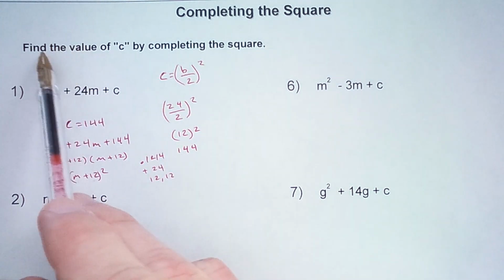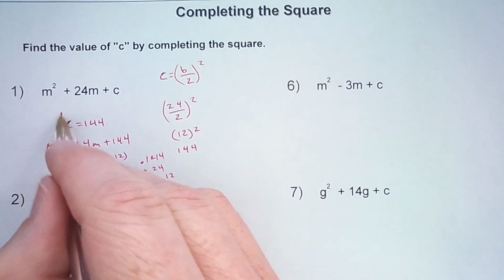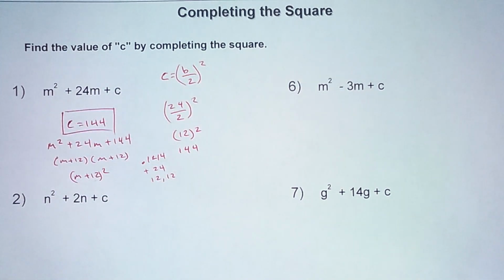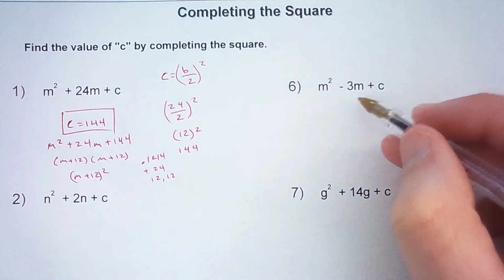Okay, now we are asked to find the value of c. We went farther than that. I'll put a box around that. C is 144. For the next couple that we'll do together, I will just find the value of c and put a box around it.